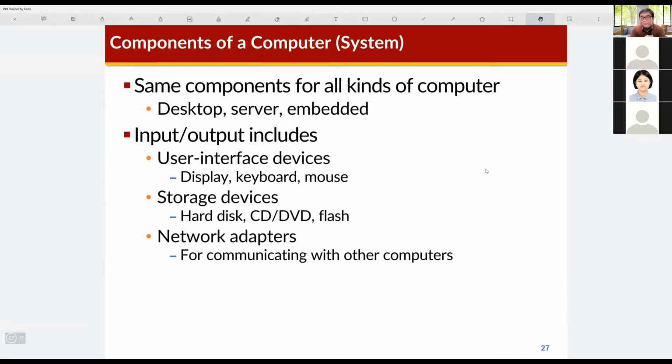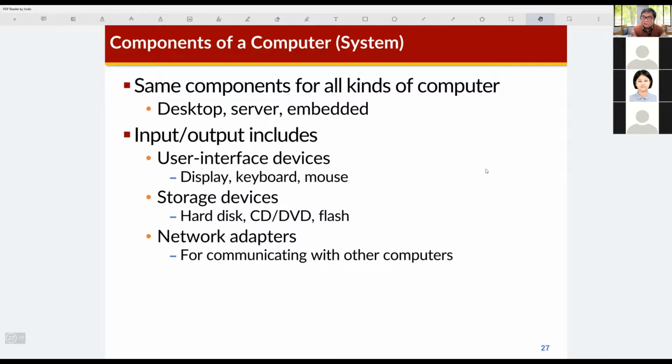Okay. Then, this is the next topic of the discourse. I will briefly explain the components of computer systems. I believe if you took a computer-related course in your high school, then everyone learned about some components of computer systems.